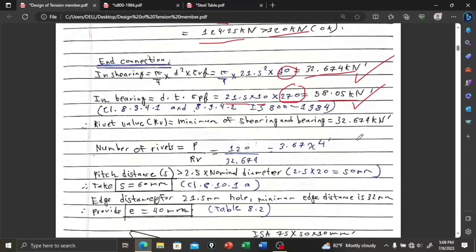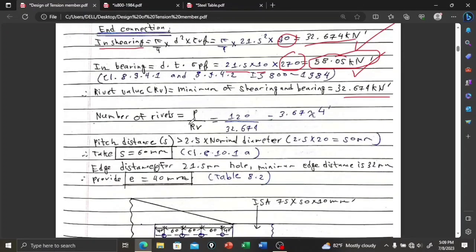that is 32.674. If we take this value, then it may fail on shearing, because it can only withstand up to 32.6 shear force. So we must choose the minimum value. Number of rivets: the total force acting on the system is 120, and rivet value is 32. So 120 by 32 is 3.67. So we cannot provide 3.67 rivets. So either we have to choose 3 rivets or 4 rivets.